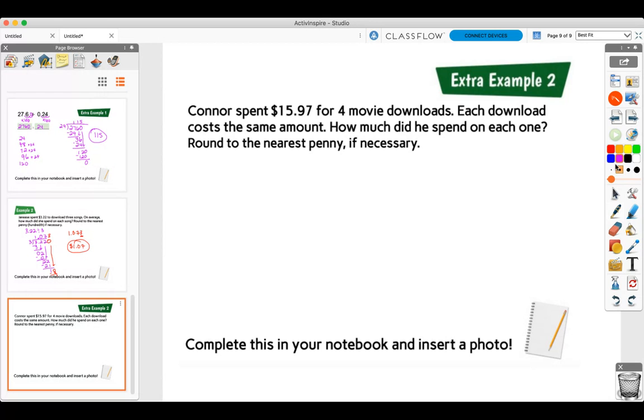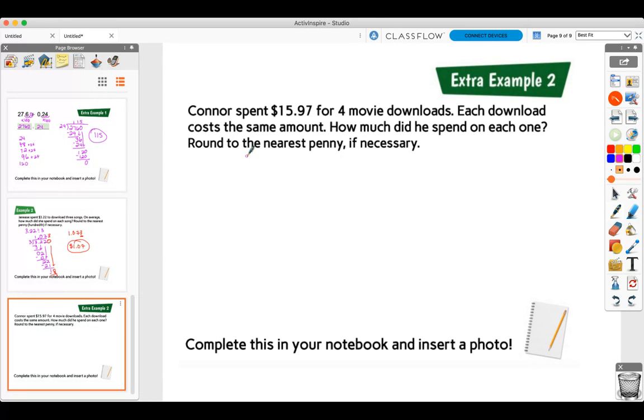And if you want, try this last problem on your own, okay? Connor spent $15.97 for 4 movie downloads. Each download costs the same amount. How much should he spend on each one? Round to the nearest penny if necessary.